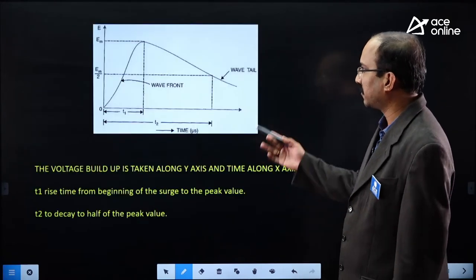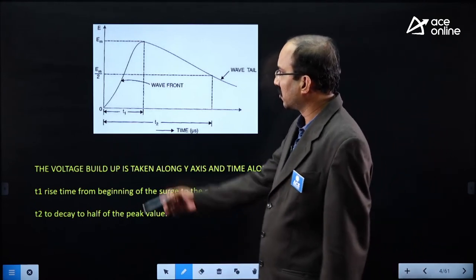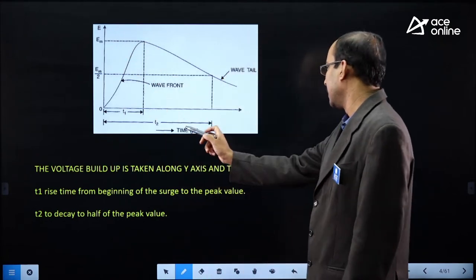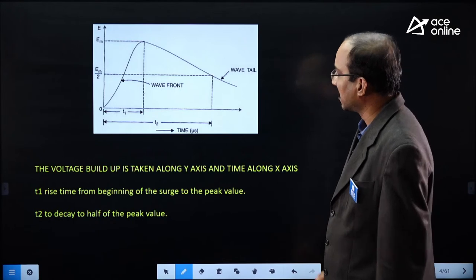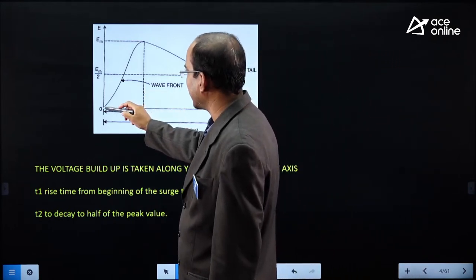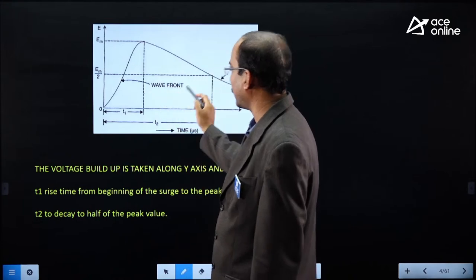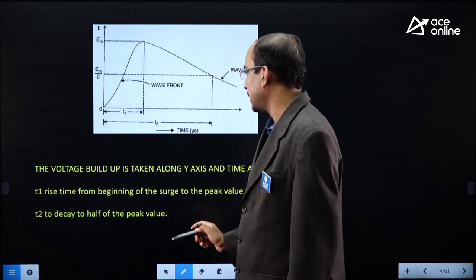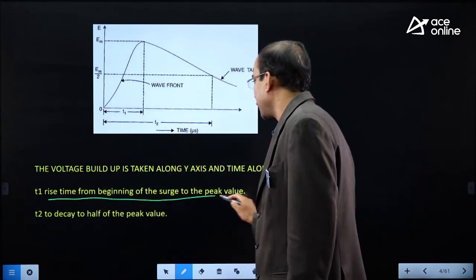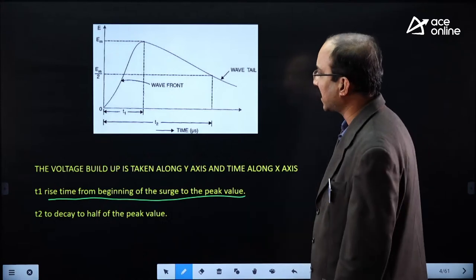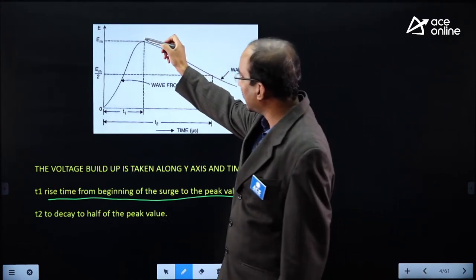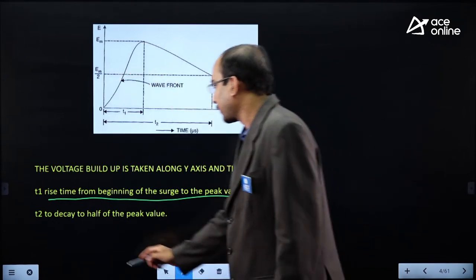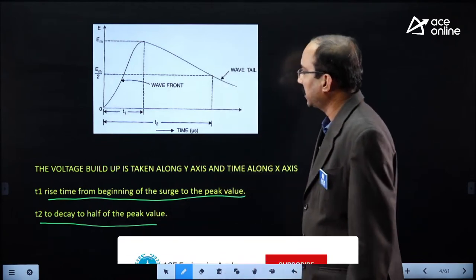If we observe the voltage surge waveform, the voltage buildup is on the y-axis and time is on the x-axis. Here the voltage builds up from zero to maximum. This is known as the wave front, and the time taken from the beginning of the surge to the peak value is known as rise time. The time taken from the maximum value to decay to half of the maximum value is T2.